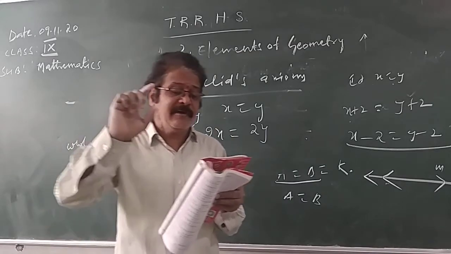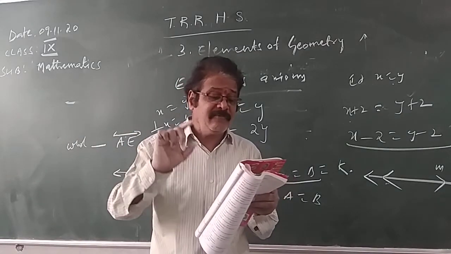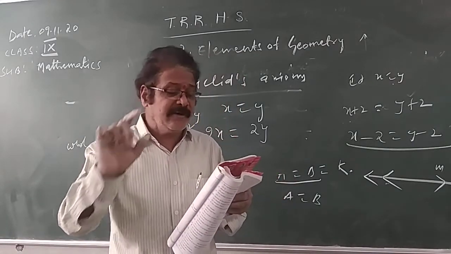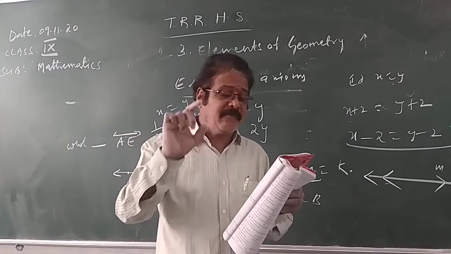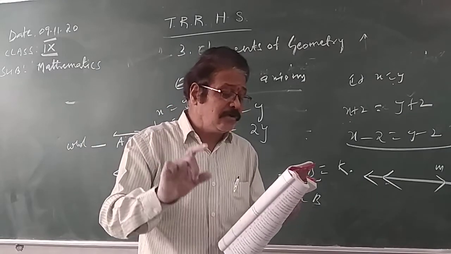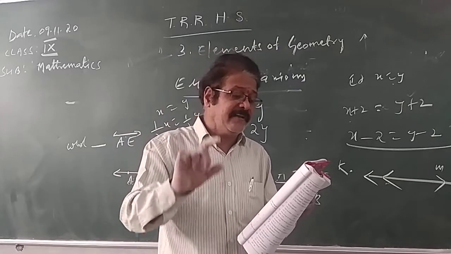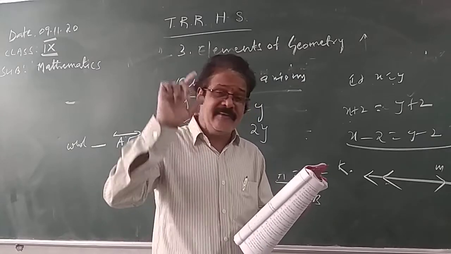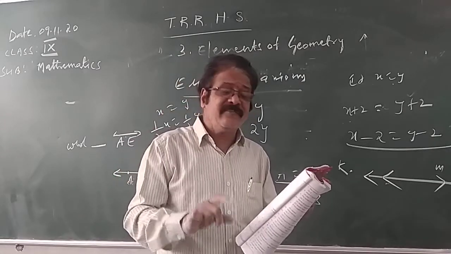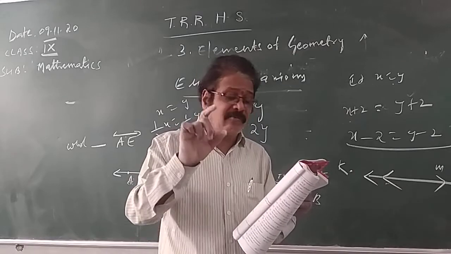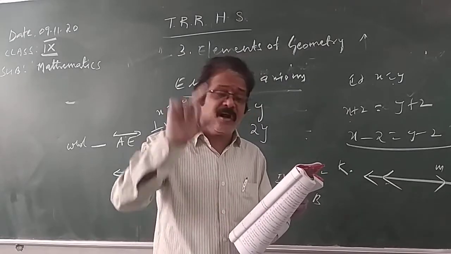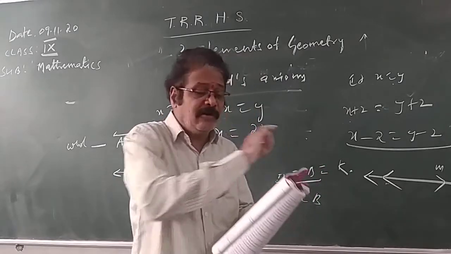Things which are equal to the same thing are equal to one another. Second one, if equals are added to equals, the wholes are equal. Third, if equals are subtracted from equals, the remainders are equal. Fourth one, things which coincide with one another are equal to one another. The whole is greater than the part. The things which are double of the same things are equal to one another. The things which are halves of the same things are equal to one another.